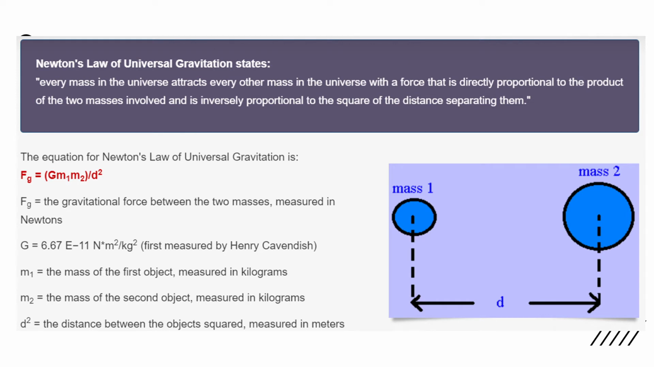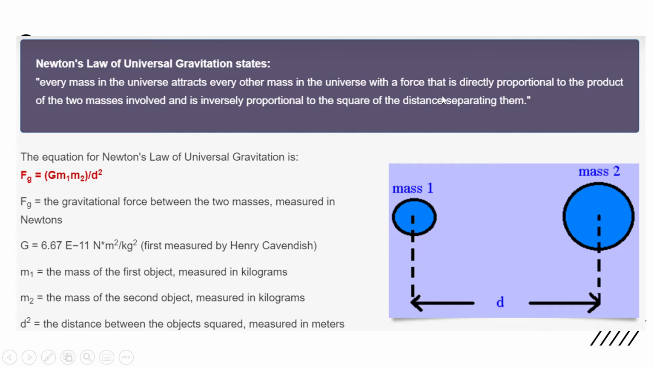And it states the following sentence. Every mass in the universe attracts every other mass. Just like I was telling you, if you go to space and you have water close to your body, then of course your body is going to attract the water, and the water is going to attract your body, creating a microgravity. And so let's continue.